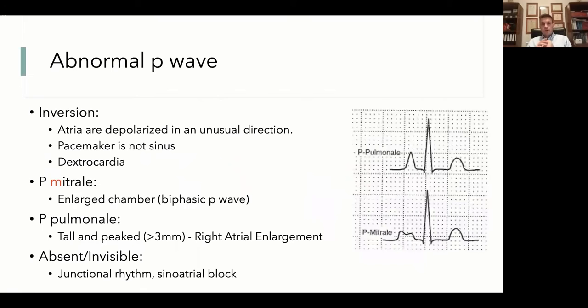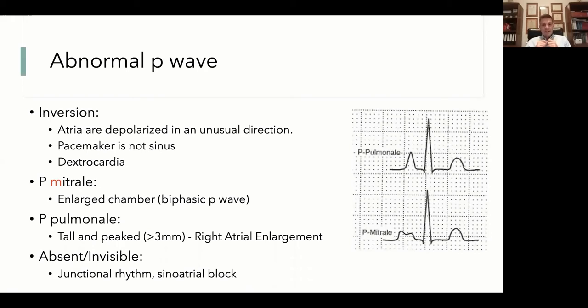Now, for older students, abnormalities of the P wave. Let's talk about P pulmonale and P mitrale. P pulmonale is the presence of a tall and peaked wave. You can see that it should be less than 2.5, and this is more than 3 over here. And it's an indication of right atrial enlargement. So that means that the right atrium is enlarged for some reason. This can be with problems with the lungs or with the pulmonary valve.